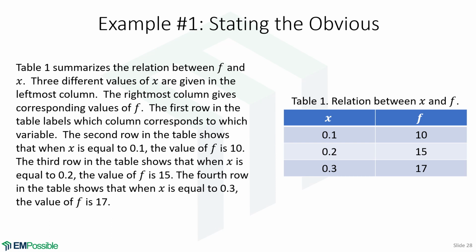3 different values of x are given in the leftmost column. The rightmost column gives corresponding values of f. The first row in the table shows which column corresponds to which variable. The second row in the table shows that when x is equal to 0.1, the value of f is 10. The third row in the table shows that when x is equal to 0.2, the value of f is 15. The fourth row in the table shows that when x is equal to 0.3, the value of f is 17.